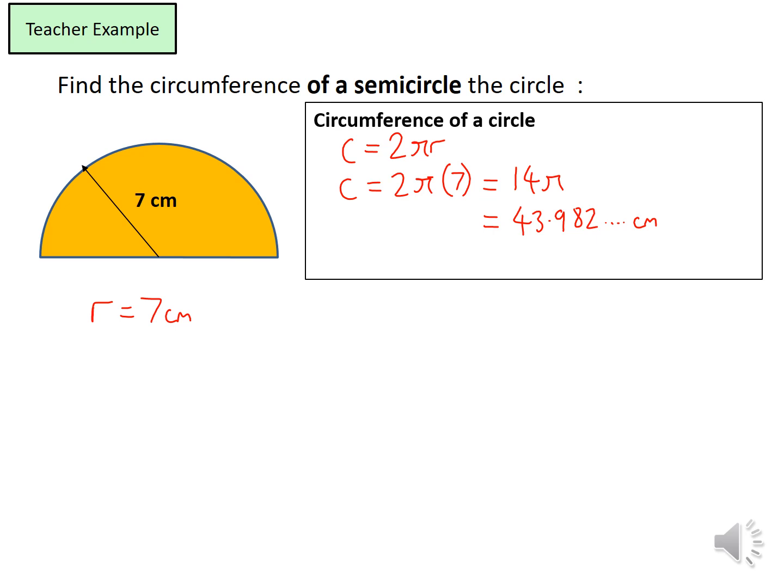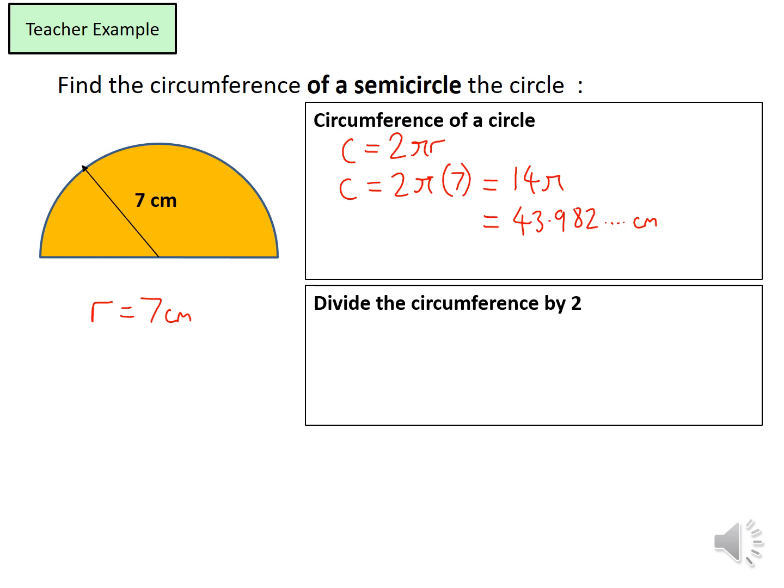Okay, so if we're trying to find the circumference of a semicircle, we must half the circumference of a full circle. So we need to divide it by 2. Okay, so write it down. Circumference equals 14 pi, and we need to divide that by 2. So that gives me 7 pi.